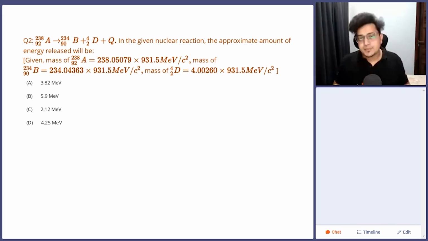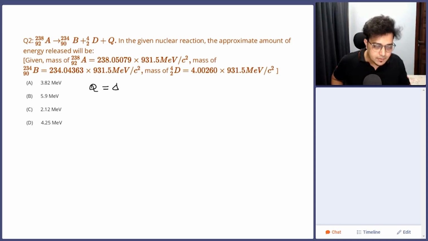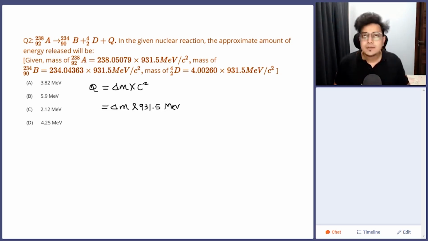There is one more formula for Q, which is a straightforward application of Einstein's mass energy equivalence, mass defect into C square. So the Q value will be equal to delta M into C square. Now the practical version of this formula is you put delta M in AMU and multiply by 931.5 mega electron volt. The answer that you get is in mega electron volt. Okay, so remember this is in AMU. Now let's start with the calculation.